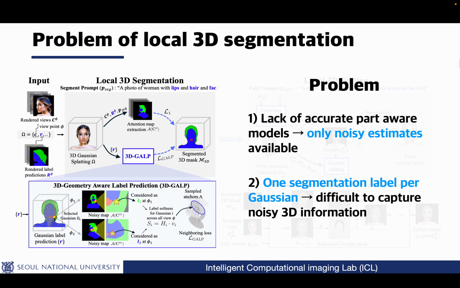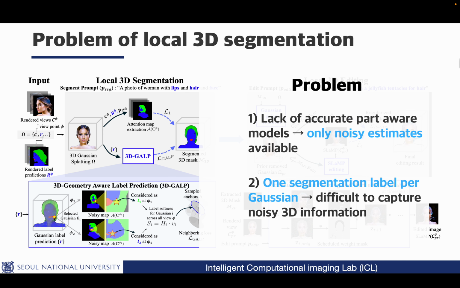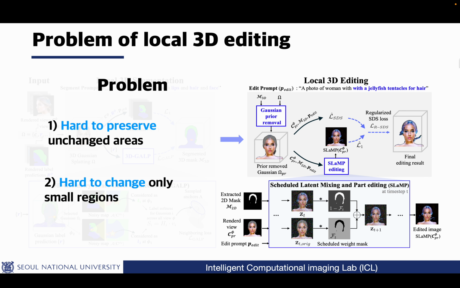The first one is the lack of accurate part-level models, so only noisy estimations are available. And the second problem is that in most methods, each Gaussian contains only a single segmentation label, which makes it difficult to capture noisy 3D information. In 3D editing, there are also two major challenges. The first one is that it's hard to preserve unchanged areas during generation, and the second one is that inducing larger changes in only a small region is very difficult.